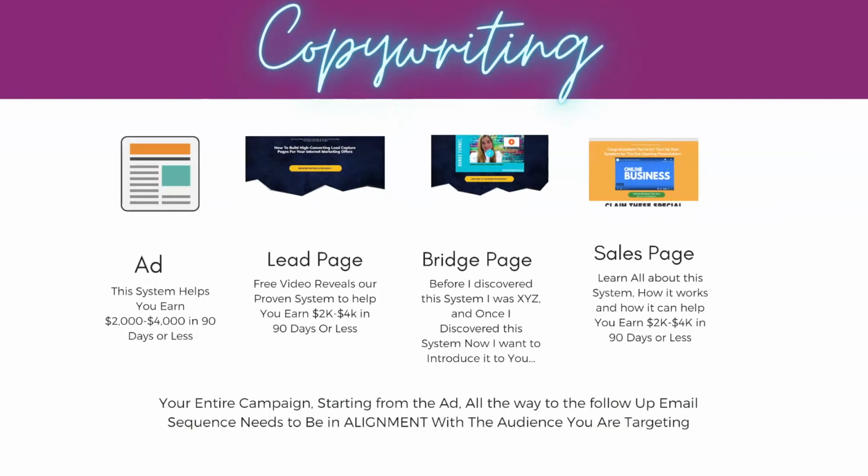The next C is copywriting. Copywriting is super duper important. We all are compelled by the power of the written word. The written word can repel. The written word can magnetize. The written word can basically inspire people to take action. Right? So you want to make sure that you are focused on good copywriting.